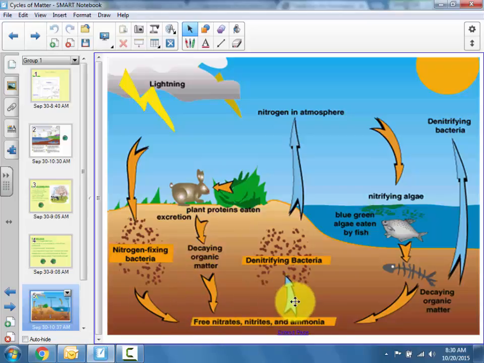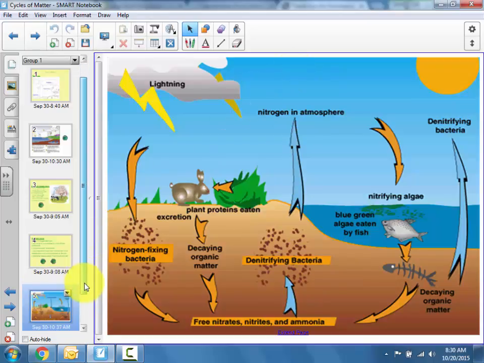Then once it's used by organisms, the plants are going to take those up, and it's eaten by the organisms. A little rabbit here eating that nitrogen. The rabbit produces waste or dies, and then that also becomes more nitrates and ammonia. Then you have your denitrifying bacteria. These are the ones that are breaking those nitrogen compounds apart and releasing that nitrogen back into the atmosphere.